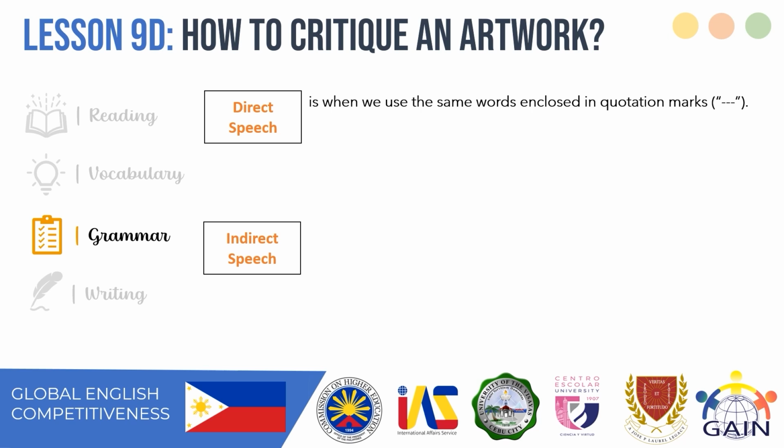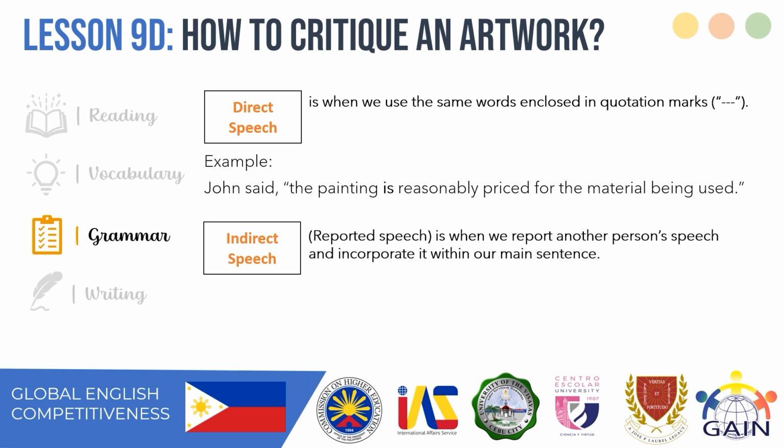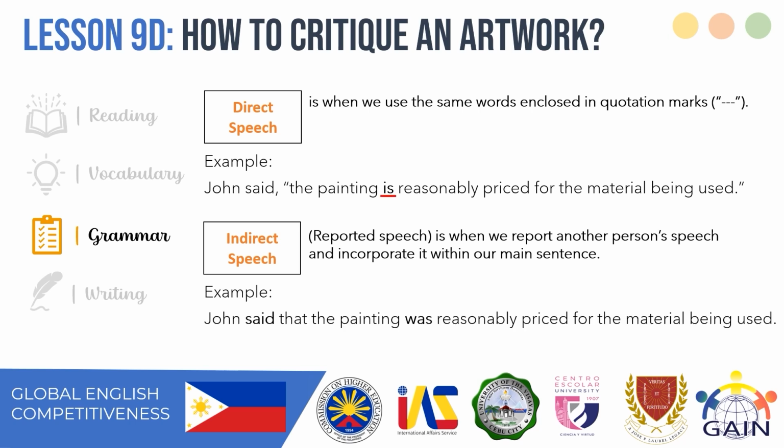For example, John said, "The painting is reasonably priced for the material being used." Here we see the exact words uttered by John. Now for the indirect speech or reported speech, this is used when we report another person's speech and incorporate it within our main sentence. For example, John said that the painting was reasonably priced for the material being used.